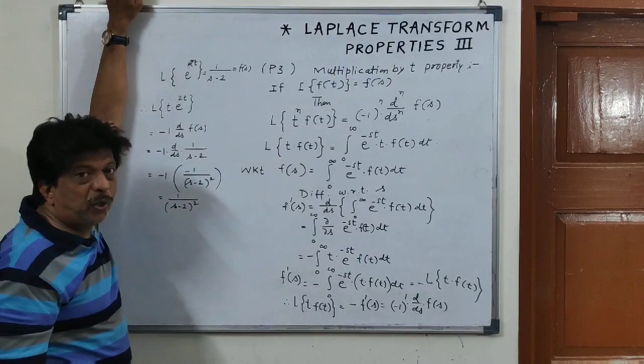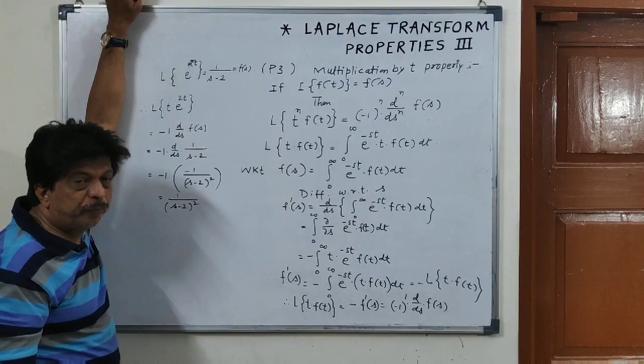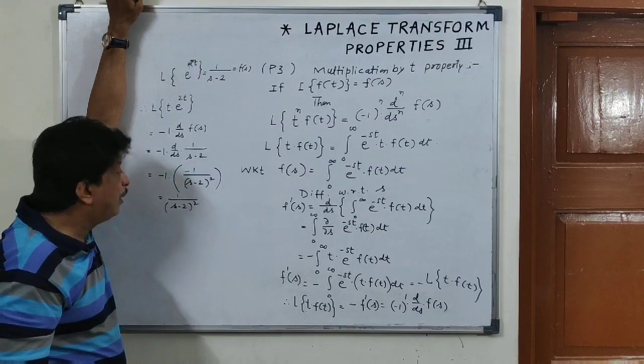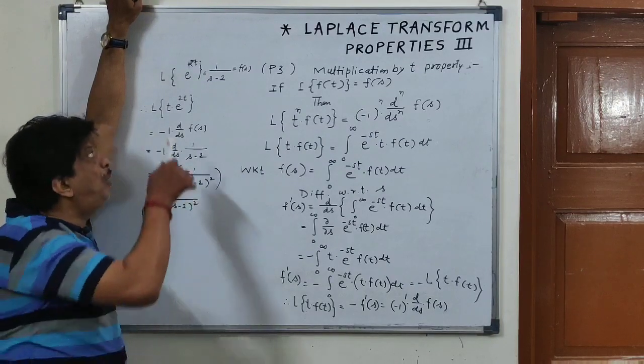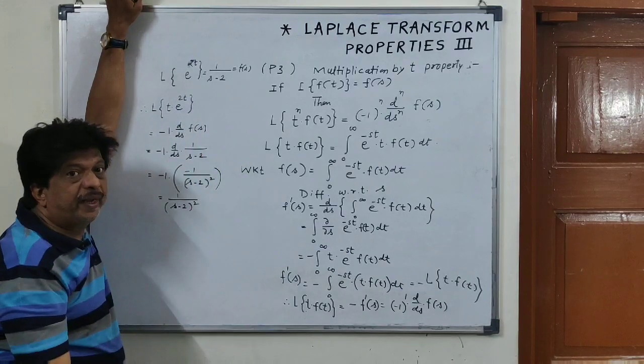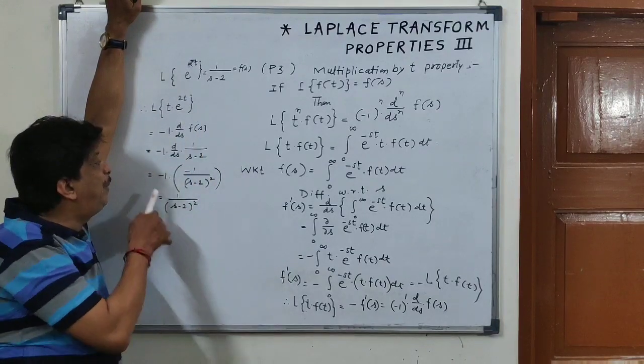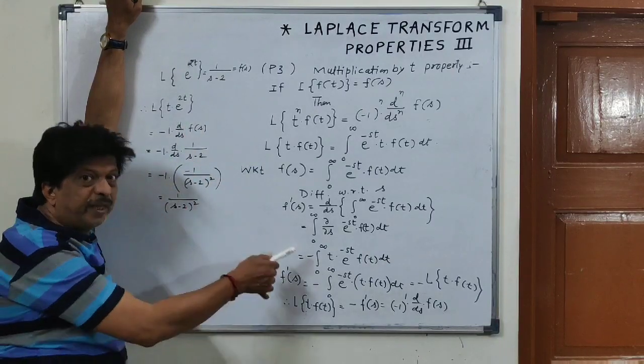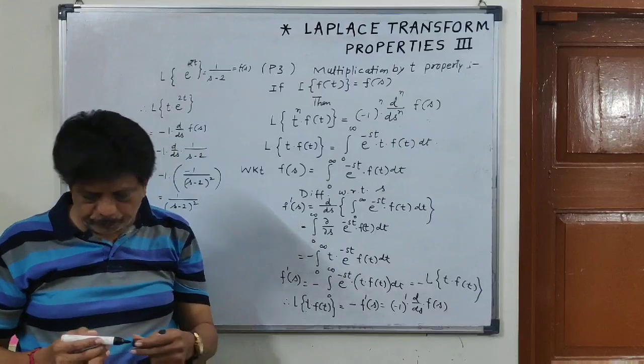Laplace transform of e raised to power 2t is 1 upon s minus 2. But Laplace transform of t times e raised to power 2t can be obtained by multiplying by minus 1 and differentiating with respect to s using this property.